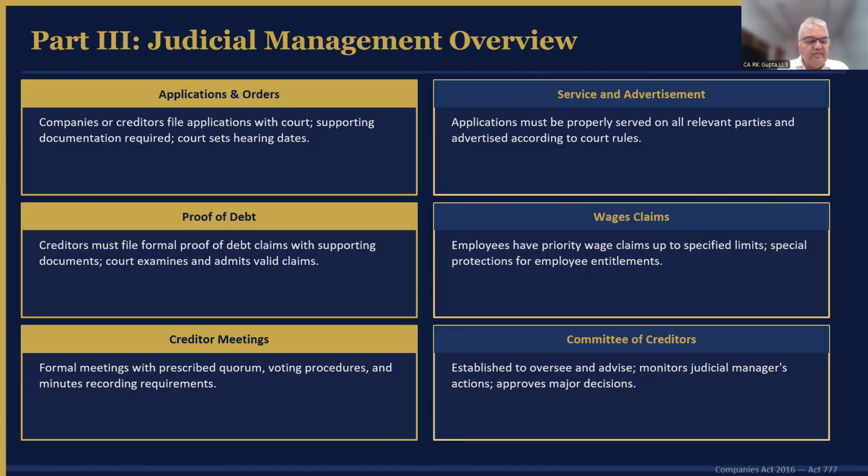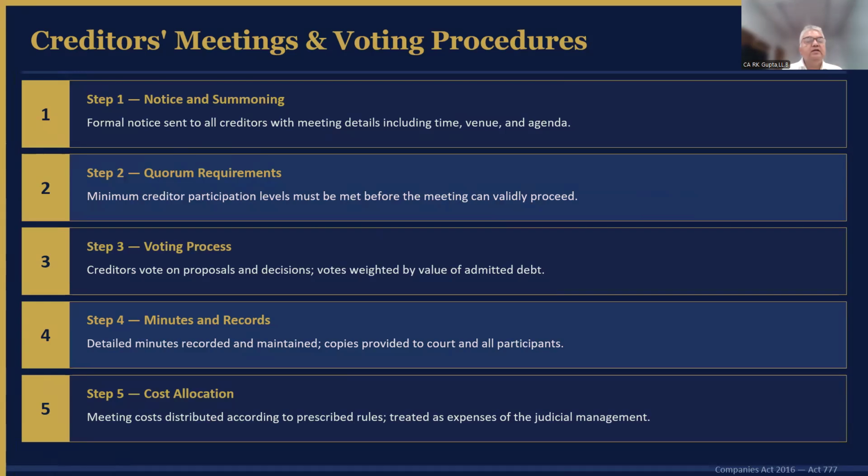Creditor meetings: formal meetings with prescribed quorum, voting procedures and minutes recording requirements are there for meetings of creditors. A committee of creditors is established to oversee and advise on various matters. It monitors judicial managers' actions and approves major decisions which are taken during this process of judicial management. Creditors' meeting and voting procedure. Notice and summoning: formal notice is sent to all the creditors with meeting details, including time, venue, and agenda to be discussed. There are certain quorum requirements.